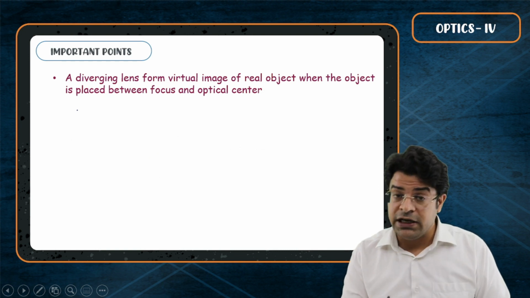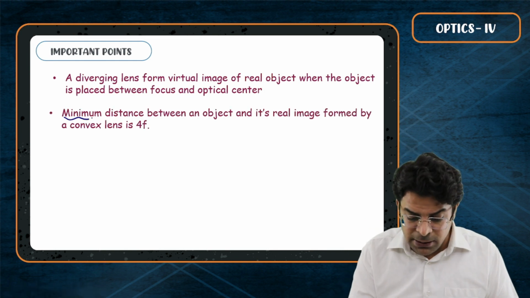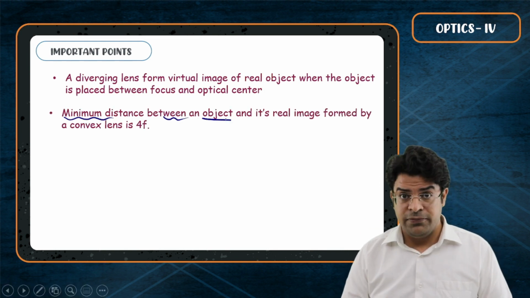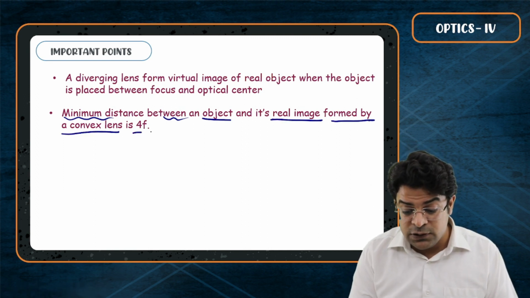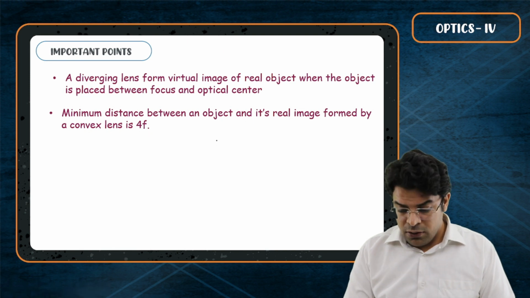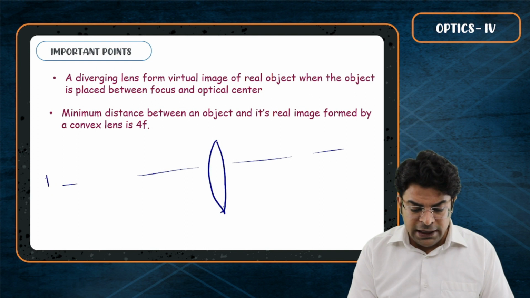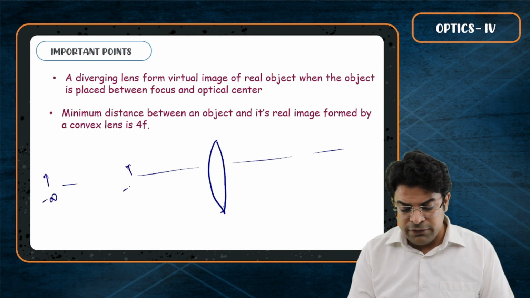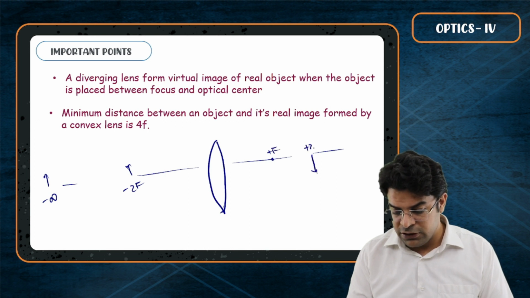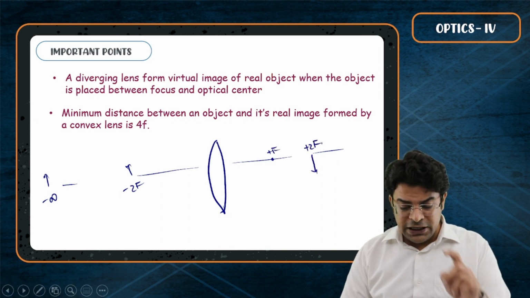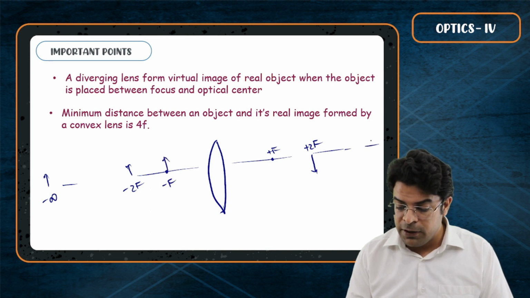The second point is important to understand the displacement method. And the second point is the minimum distance between an object and its real image formed by a convex lens is 4f. For an object, when the object moves from minus infinity to minus 2f, the image moves from plus f to plus 2f. Yes, sir. And when the object moves from minus 2f to minus f, the image moves from plus 2f to plus infinity.